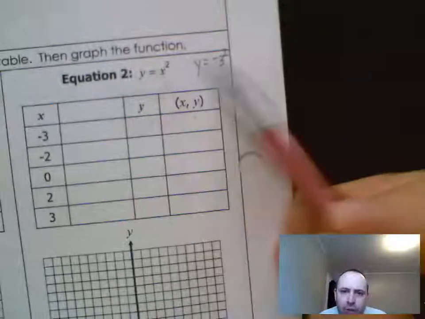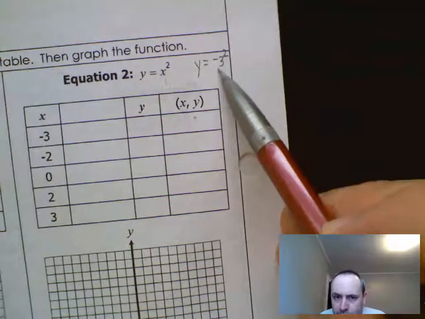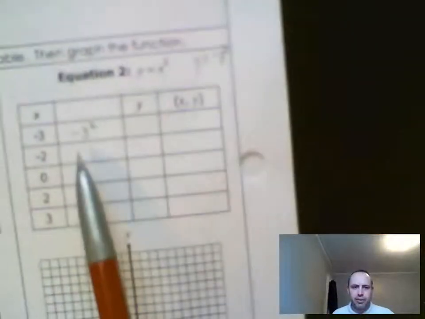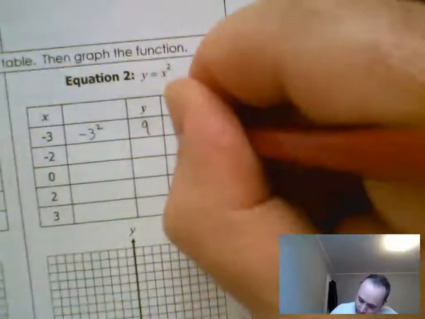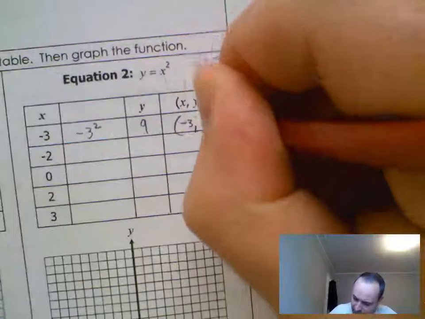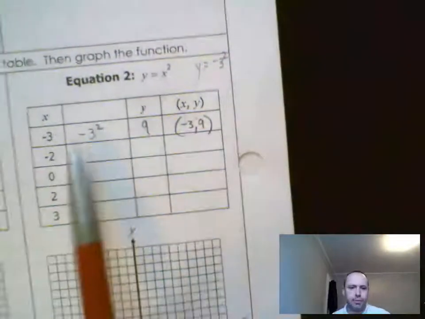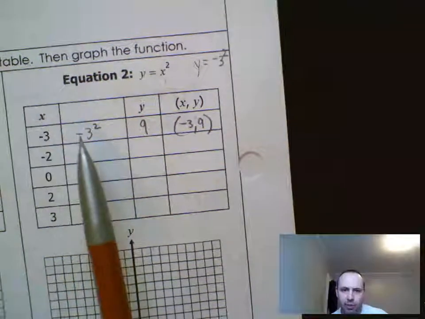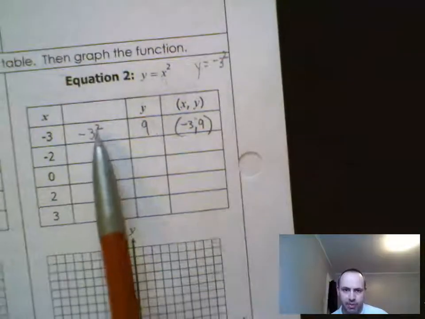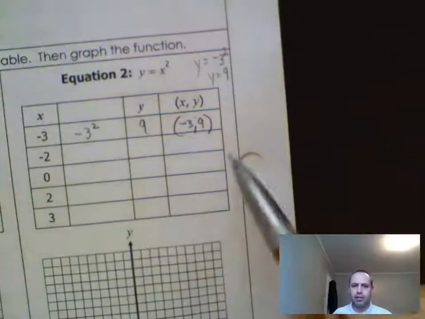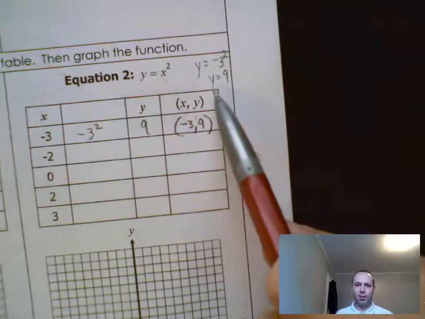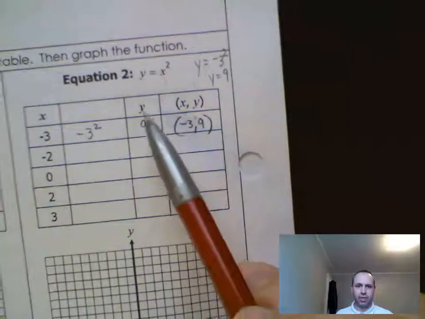Now, -3 squared means, remember, two of those things multiplied by each other. So it means -3 times -3, and that gives us a +9. So our numbers are -3, 9. Because I'm getting the -3 here from my x, and when I plug it in, -3 times -3 gives us a +9. We got to drop down that y equals, right? And that's why it goes here for y.